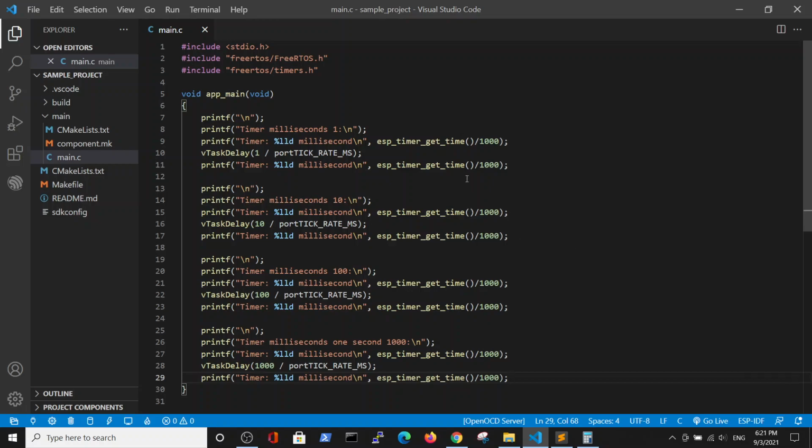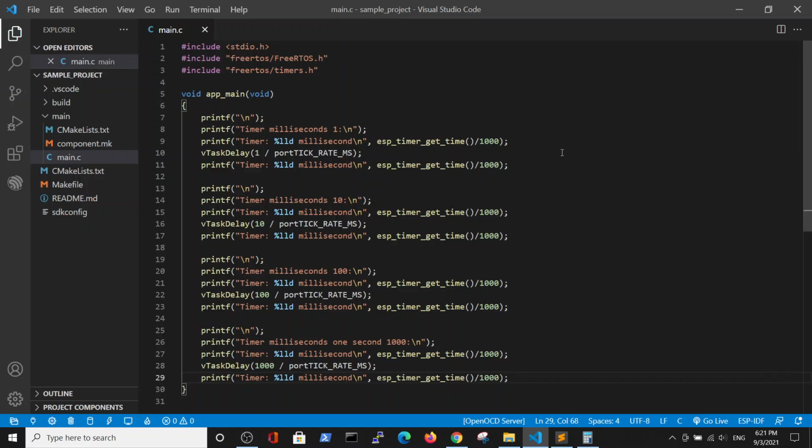In the previous videos, we talked about FreeRTOS timers. We examined the port tick rate constant, the ESP timer, which starts to count time in microseconds from the beginning of the chip operation, and talked about vTaskDelay, which is measured in ticks. In order to have a delay in milliseconds, we write the number of milliseconds divided by the tick rate constant from the operating system.